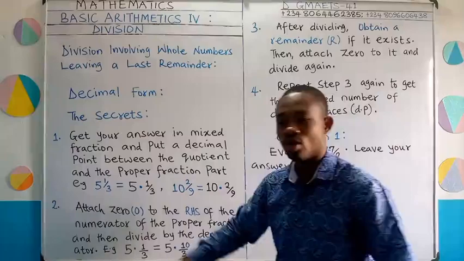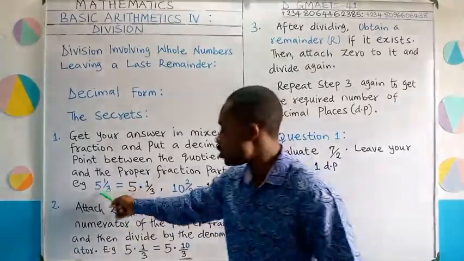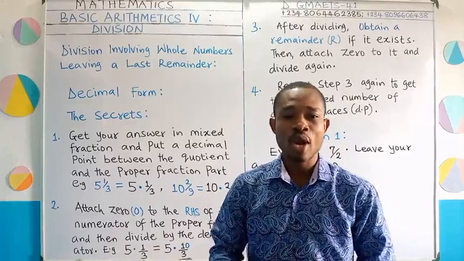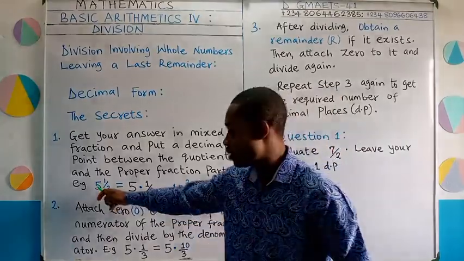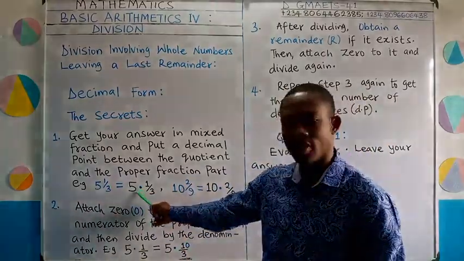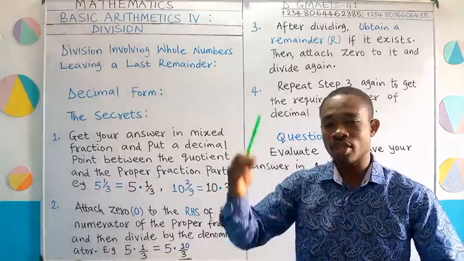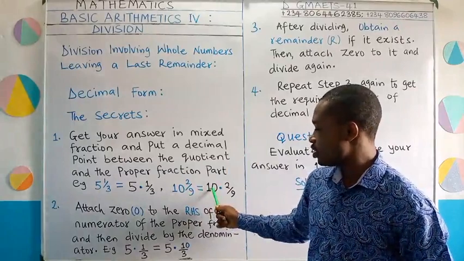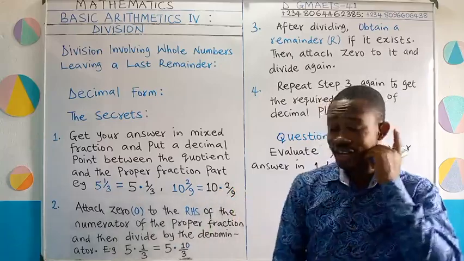I gave you an example here to remind you of what I'm talking about. I have 5 whole number 1 over 3. Let's assume you solve the question and you got something like that. Point 1 is telling you to put a decimal point between that whole number, the quotient 5, and the fraction part. That's the proper fraction part, and that's what you see here. 5.1 over 3. Look at this one of 10 whole number 2 over 9. Put a decimal point between these 10, the quotient, the whole number, and the proper fraction part 2 over 9.